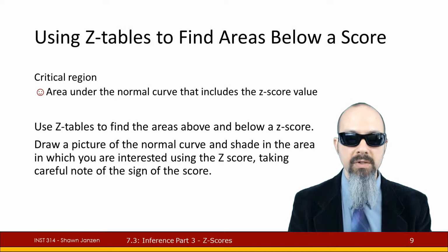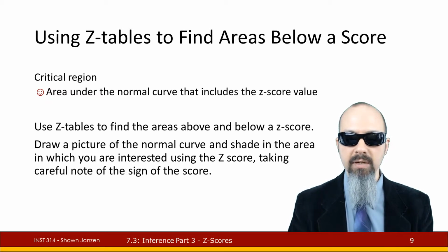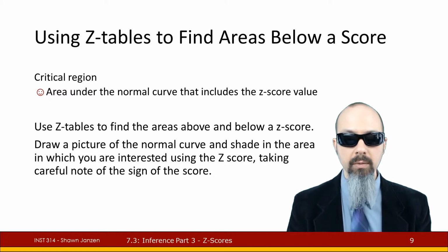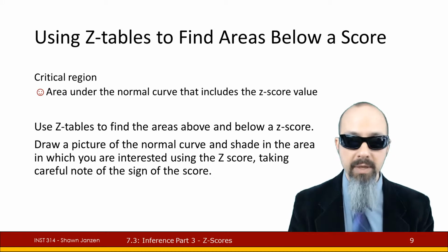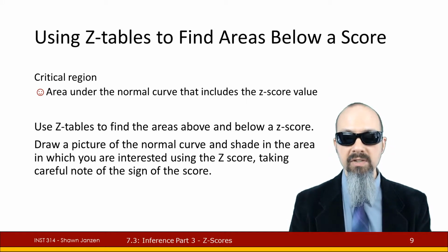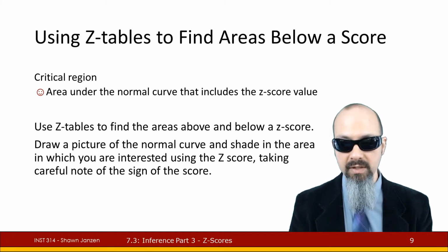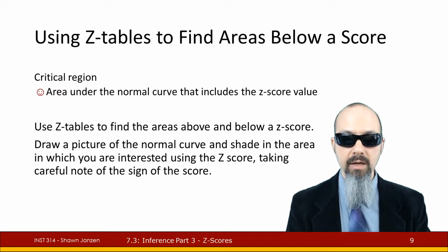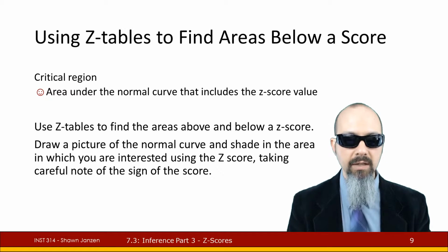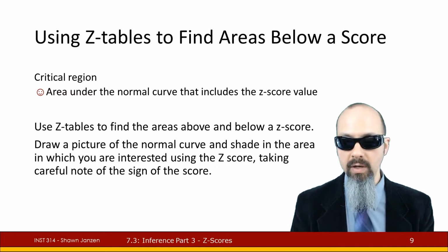You've already been introduced to a chi-square critical table. Z-scores are a little like that, but we read them differently. The critical region is referred to as the area under the curve. It's not a critical value, it's a probability under the curve on a z-table. And we use a z-table to find the areas above and below the z-score. So think of a normal curve, shade in the area that you're interested in using the z-score, and then take note of which side the sign is on, and we'll go ahead and dig into it.